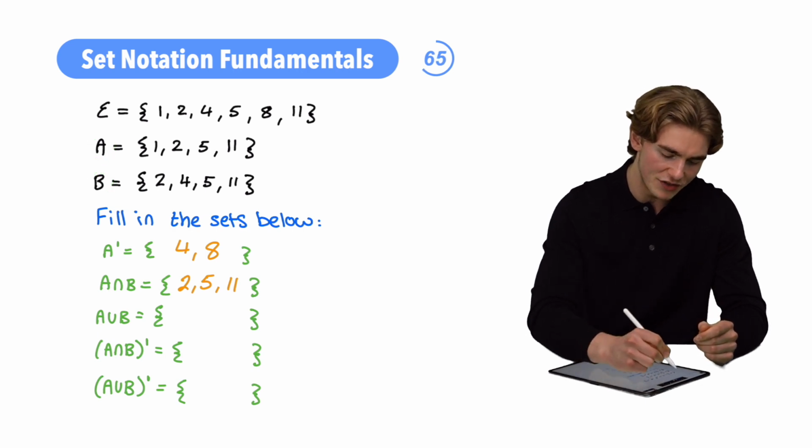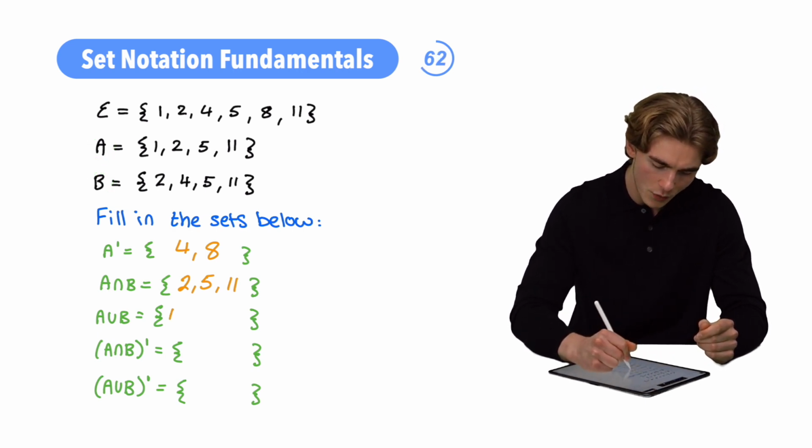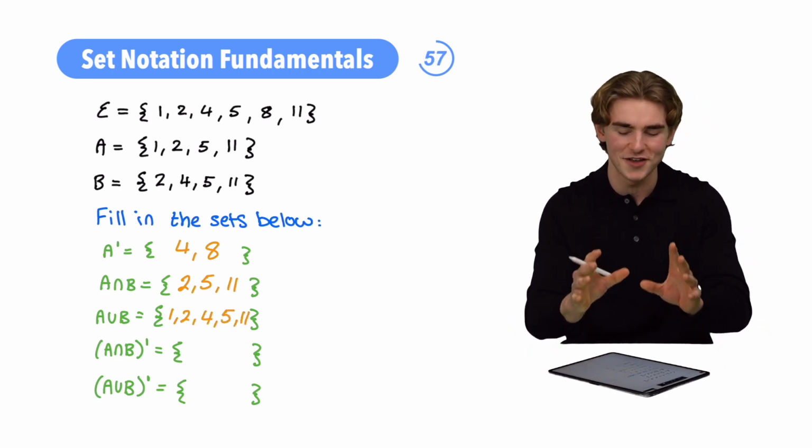We can see then that we're going to have the numbers. What are they going to be? We're going to have 1, we're going to have 2, we're going to have 4, we're going to have 5, and we're going to have 11. Double check and see that you're happy with that.